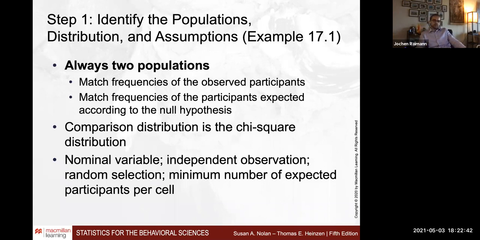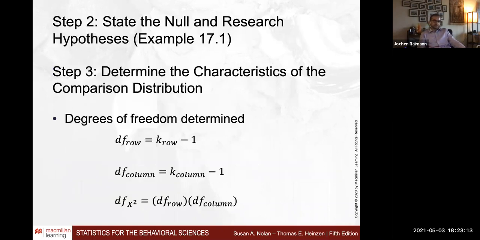And the nominal variable is an independent observation. So again, it's important, all need to be independent. One entry is only for one participant. These are randomly selected, and you have met a minimum number of expected participants per cell. There are a million different opinions on what the minimum number of expected participants per cell is. Rule of thumb, not less than 5. But there are varying opinions.